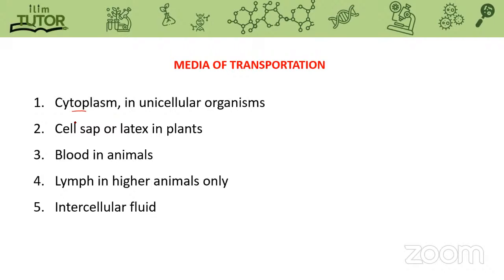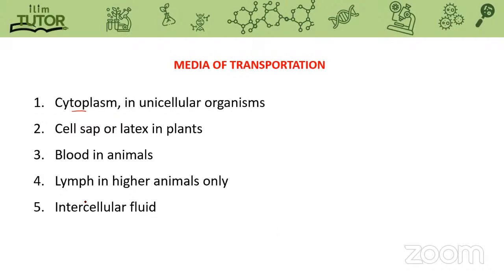When we look at number 2, we have cell sap or latex in plants. Cell sap can be found in the phloem, and this would be the medium through which your amino acids, your sucrose, your auxins, or what have you, will be transported from one point to another.